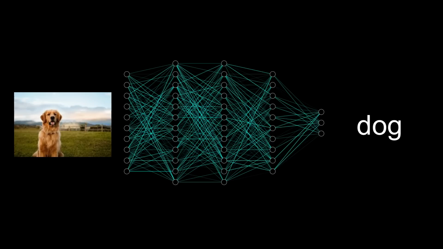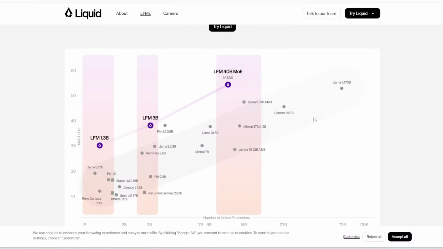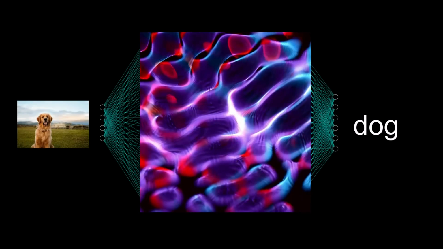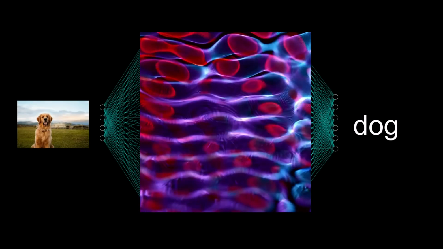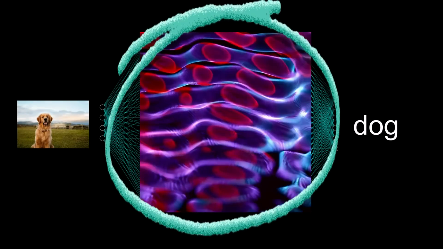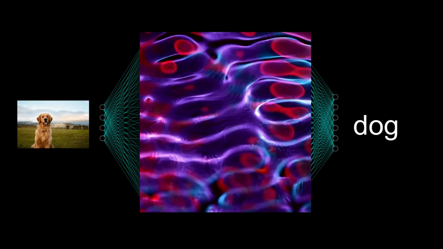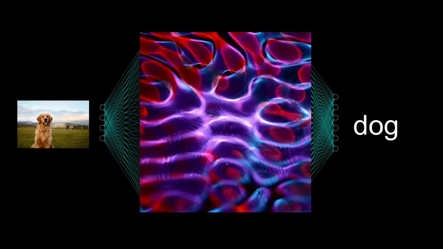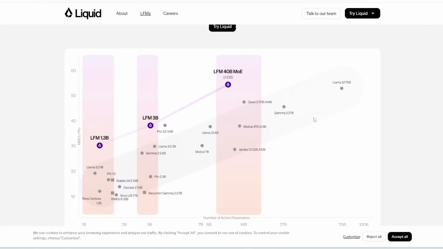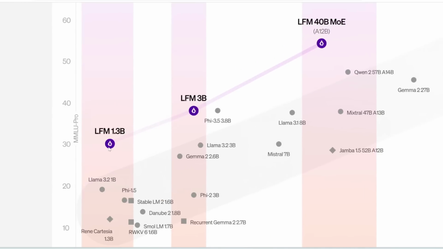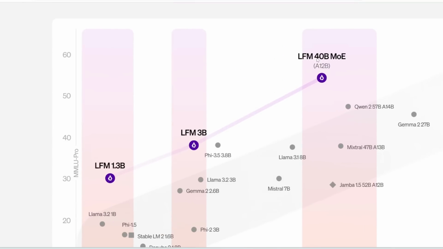So instead of this type of neural network, these new liquid foundation models use liquid neural networks, which looks like this, and it's basically designed so that it can change dynamically, and this leads to better performance and lower memory usage. This makes it faster, smaller, and more efficient than what we have today. So they've released 3 different models of various sizes. The smallest one is 1.3 billion parameters, the medium-sized one is 3 billion parameters, and the largest one is 40 billion parameters, which is a mixture of experts.